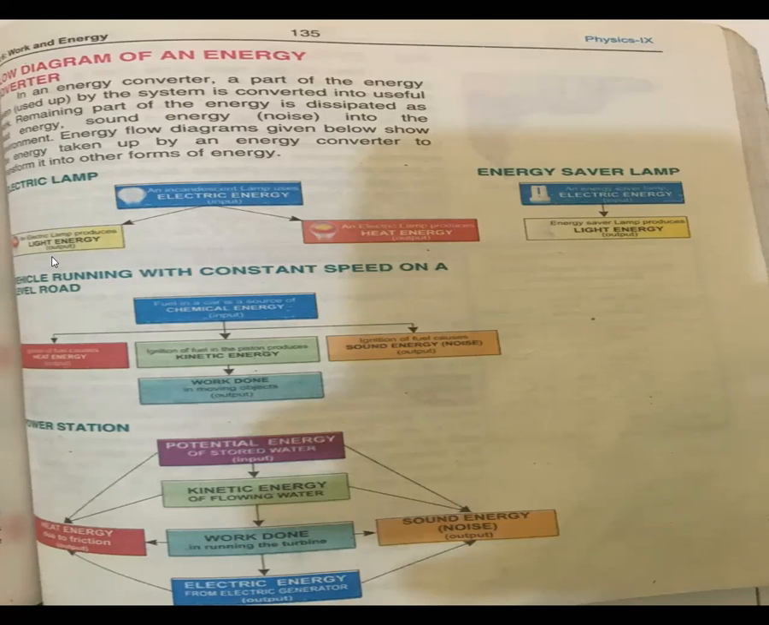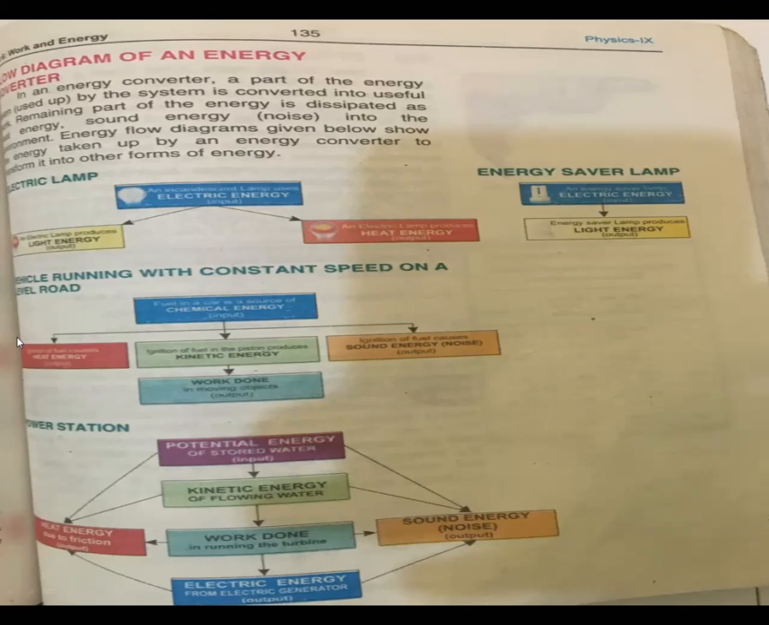One is called light energy. We get light from the electric bulb, and if we touch it, you will feel warm. This is called heat energy. So this is the energy diagram of an electric lamp. Electrical energy is converted into heat energy and light energy. The lamp generates light energy and heat energy.